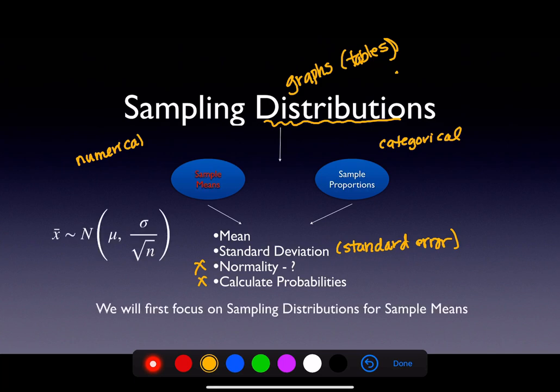Now let's focus on mean land, all right? So the first thing we're going to do is look at what happens when you graph an average. What's its shape? What's its center? And what's its spread? So of SOCS, this is actually three of them right here: shape, center, and spread. Like I said, we're going to call that standard error. We're going to talk about when you're allowed to put that capital N. And then we're going to calculate some probabilities with this.